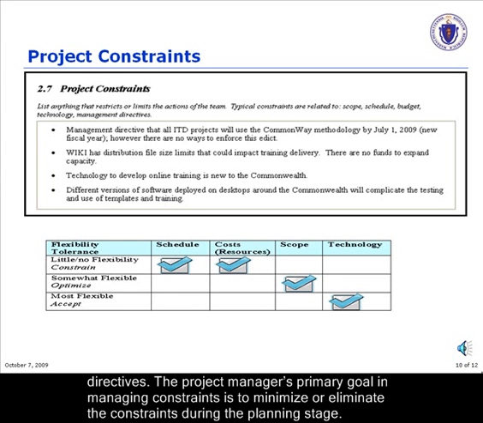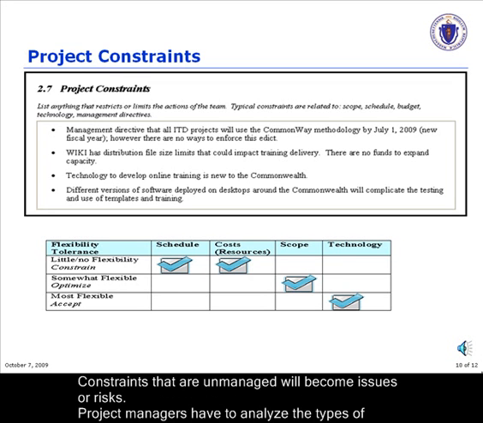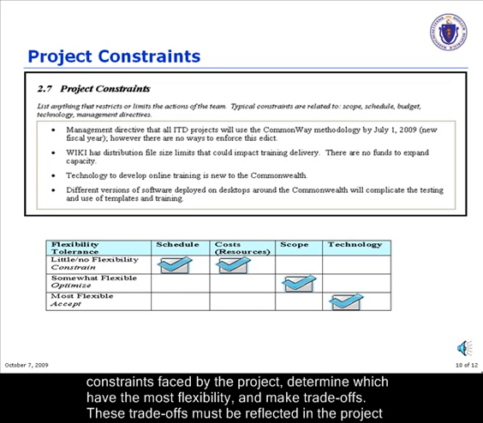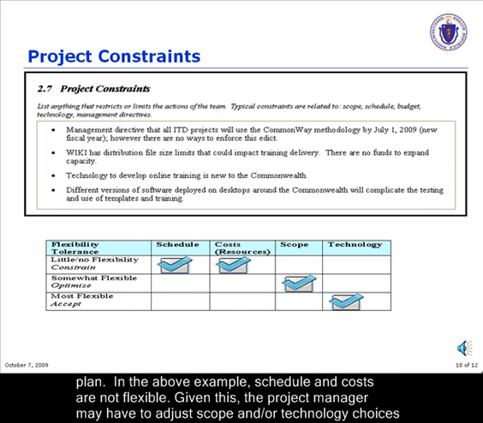The project manager's primary goal in managing constraints is to minimize or eliminate the constraints during the planning stage. Constraints that are unmanaged will become issues or risks. Project managers have to analyze the types of constraints faced by the project, determine which have the most flexibility, and make trade-offs. These trade-offs must be reflected in the project plan.